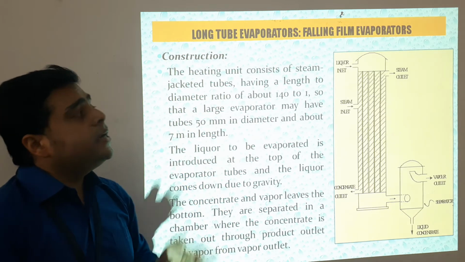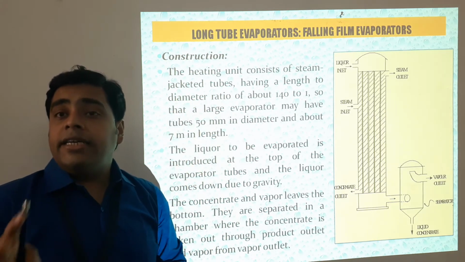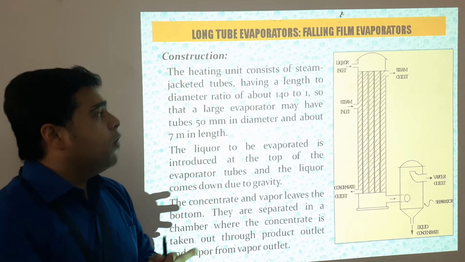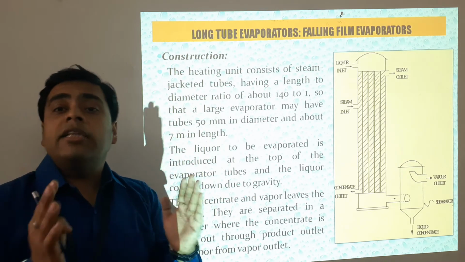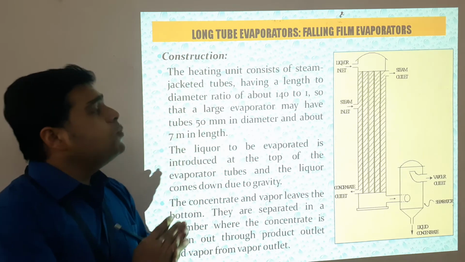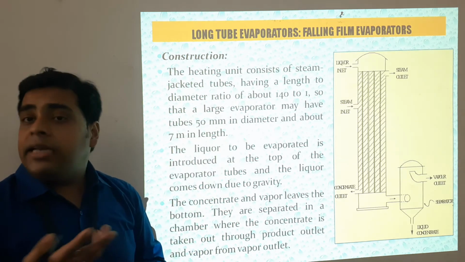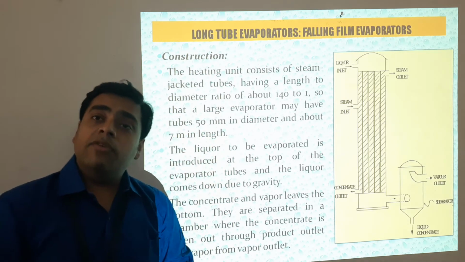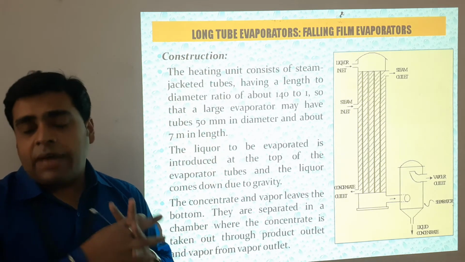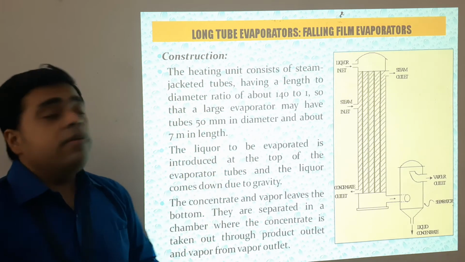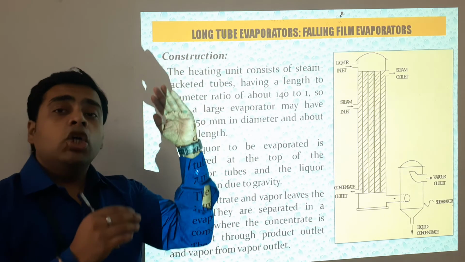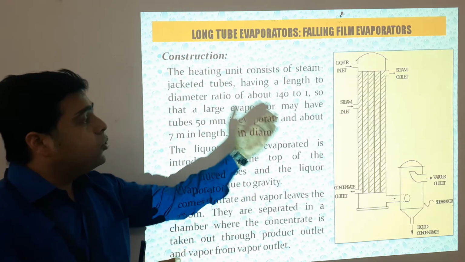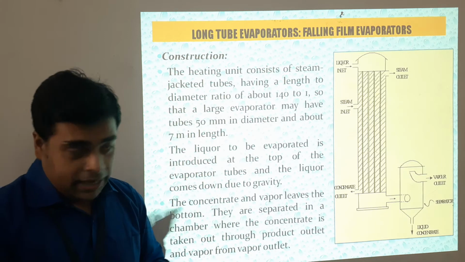The heating unit consists of steam jacketed tubes having a length to diameter ratio of about 140 to 1, so as to form a large evaporator, and the tubes may be 50 millimeters in diameter and above, around 7 meters in length. Exactly that was for the climbing film evaporators. The liquor to be evaporated is introduced at the top of the evaporator tubes, and the liquor comes down due to gravity and nothing else.